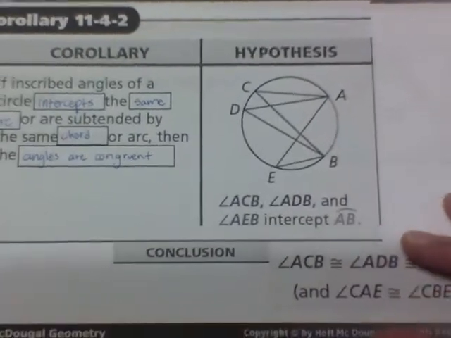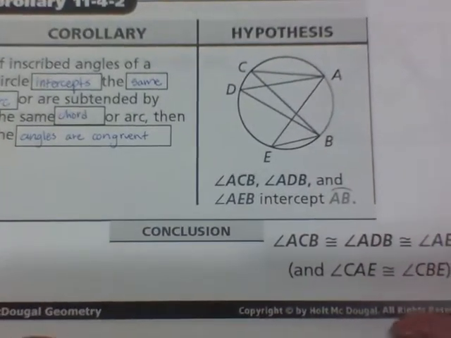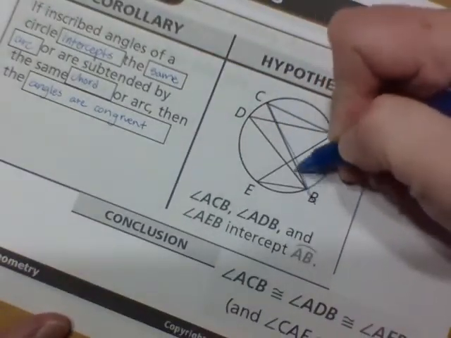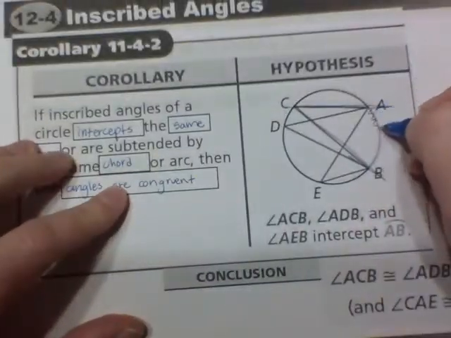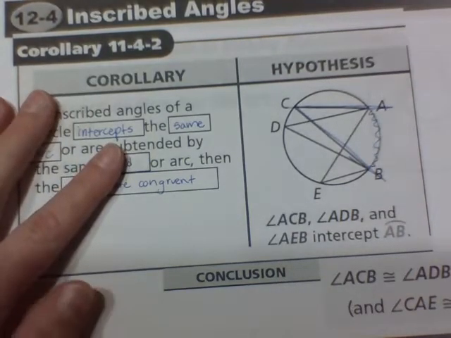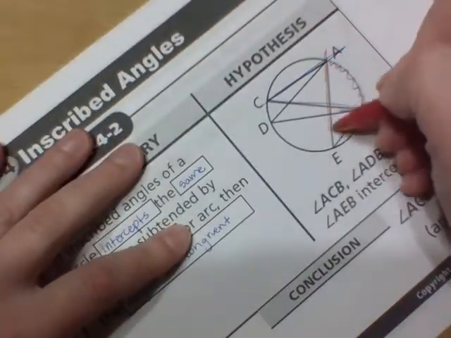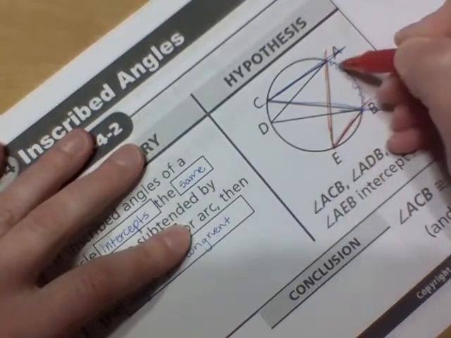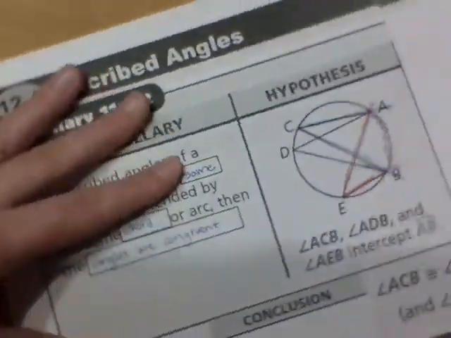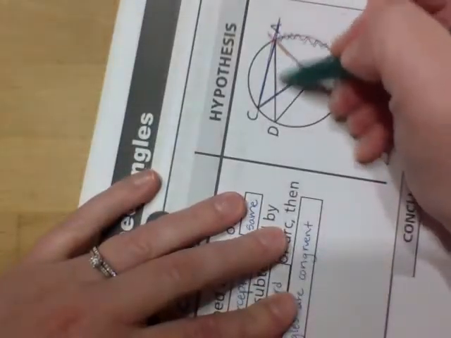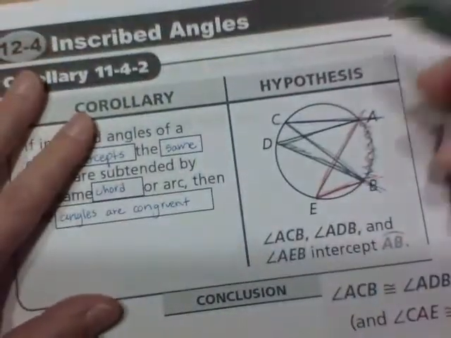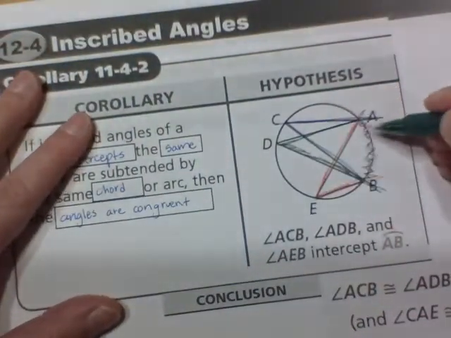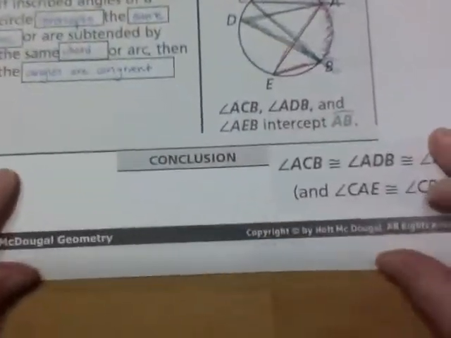So that technically means that if we take a look at each of these specifically, this angle, notice, intercepts arc AB, right? But this angle as well intercepts arc AB. And then this angle also intercepts arc AB. And so it turns out that every single one of these angles, since it intercepts the same arc, would be found doing the same math.